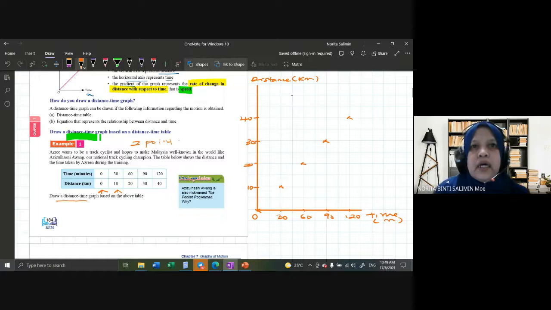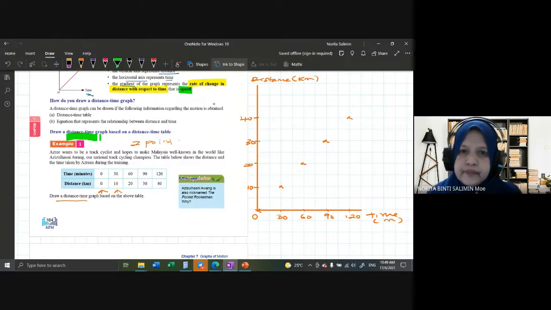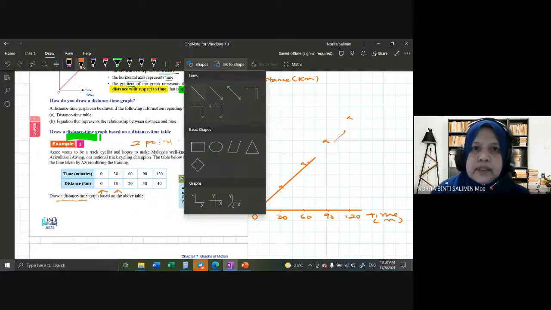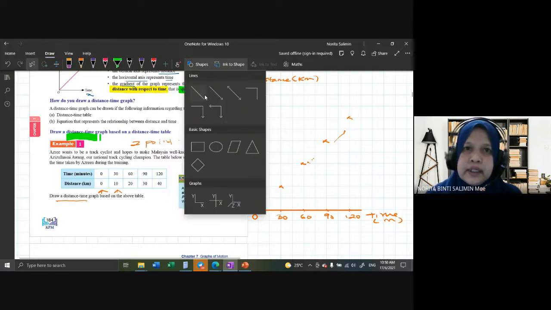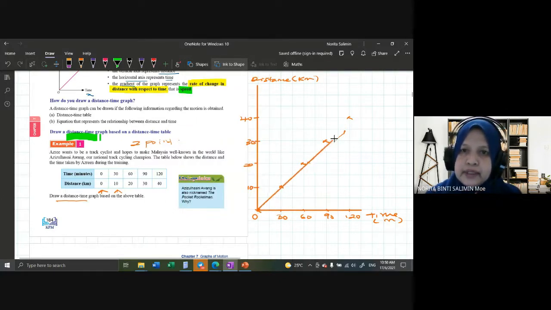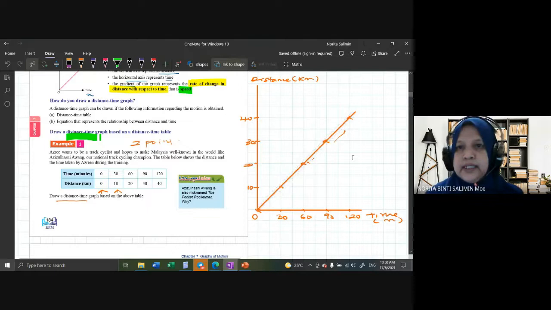We plot and then we draw a straight line. Sorry, the straight line must touch all the points, all the coordinates. Start with 0 and it must touch all the coordinates. Same as last lesson, how we draw a straight line.